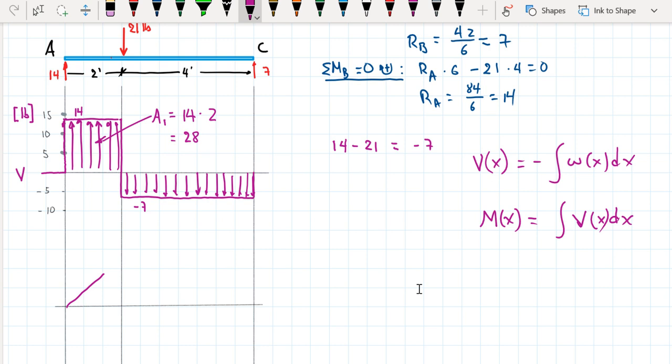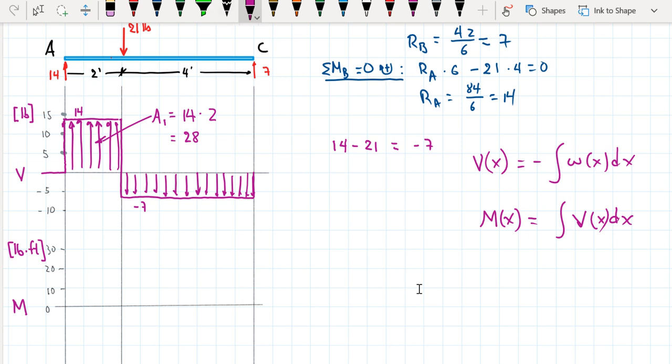So if this is here, let's put, what is my number? 10, 20, 30, what did I say, 28. So I'm gonna put the labels here. This is the moment diagram. The units are gonna be pounds times feet, and this is 0, 10, 20, 30.